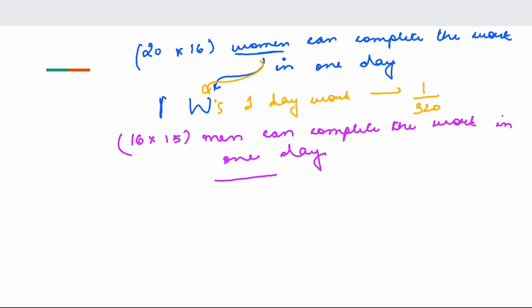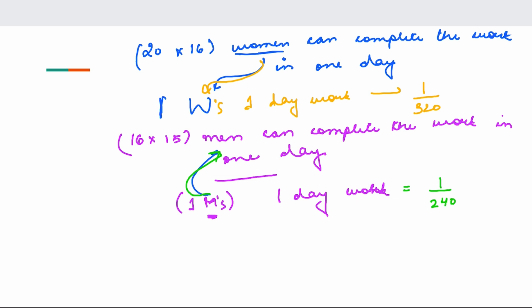Alright. So one man's 1 day work is going to be what? One man's 1 day work. So I'm just going to write 1 day work. You have to understand it's one man's 1 day work, so I should write it down so that you people aren't confused. So M stands for men. So one man's 1 day work is going to be 1 by 240.